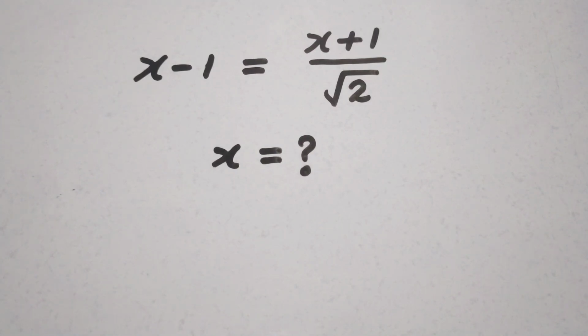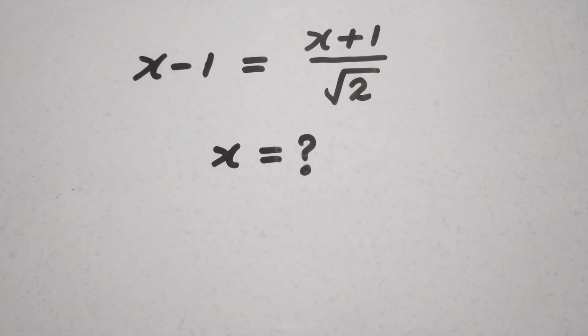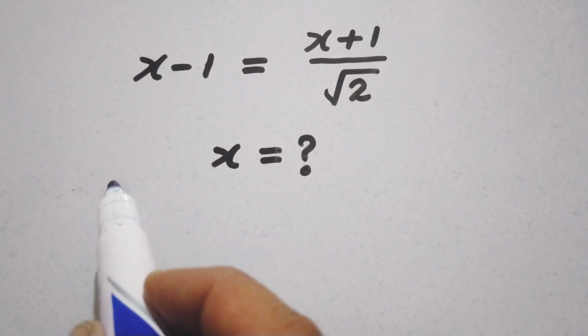Hello everyone, welcome to solve this very nice expression. x minus 1 is equal to (x plus 1) divided by square root 2, and we are interested to find x. Let's come to the solution.